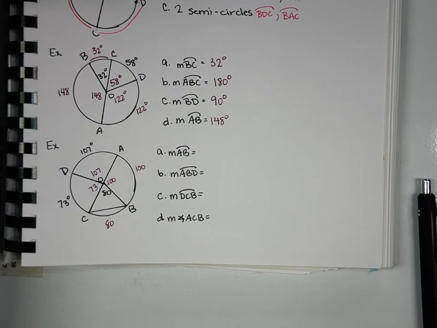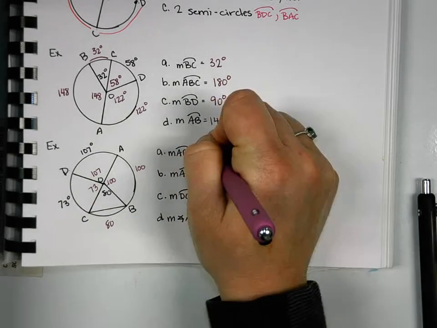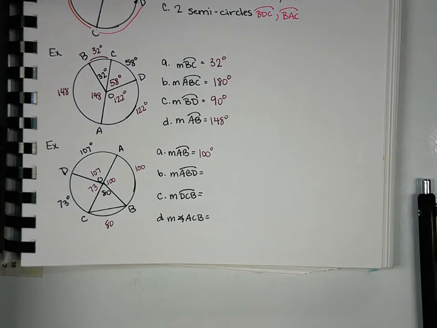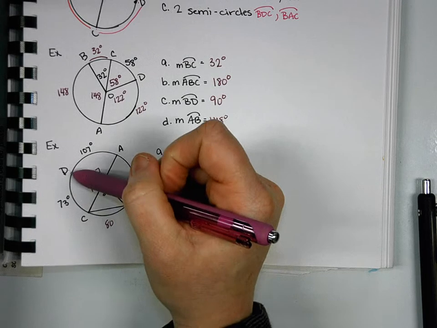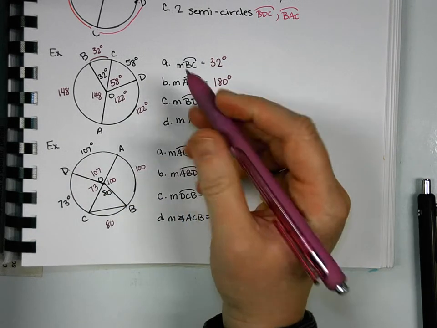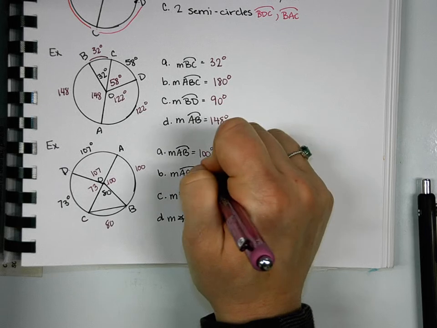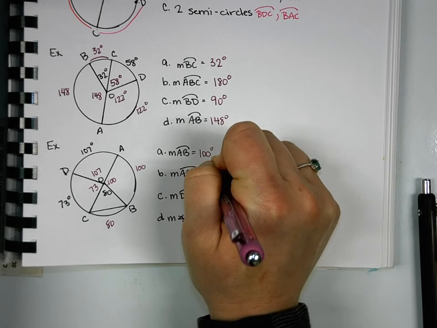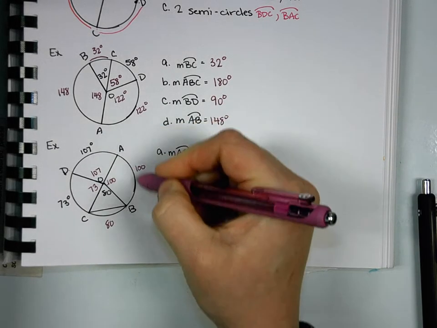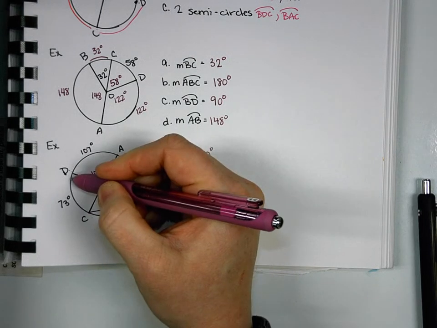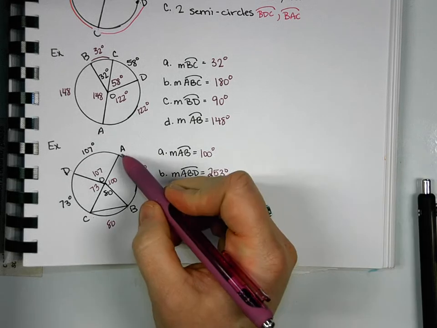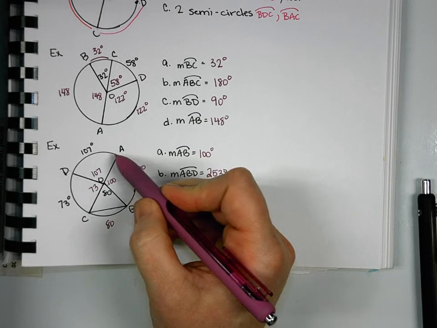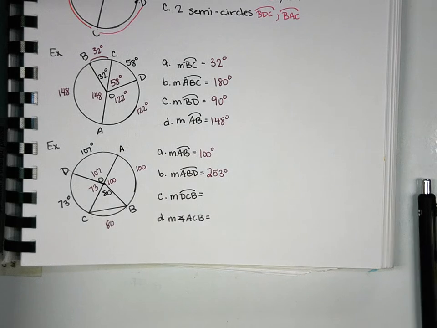So what is the measure of AB? 100. What's the measure of arc ABD? AB all the way around to D. 253. How'd you get 253? Okay, so you can add up the three arcs. So 100 plus 80 plus 73. Did anyone do it a different way? You could also do just 360 minus 107, the one arc that you're not using. That would be another way you can go about it.